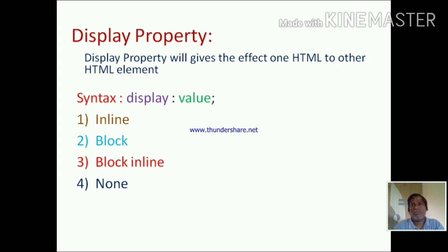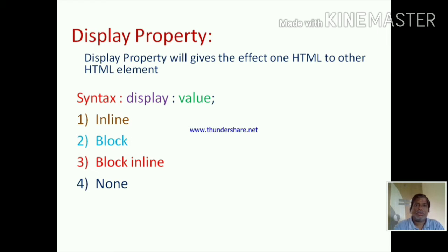The display property will give one HTML element the effect of another HTML element. Suppose we are using a paragraph element, then when we see the output for that paragraph element, we get the effect of a table instead of getting a paragraph on the web page. This type of effect is given by the display property.